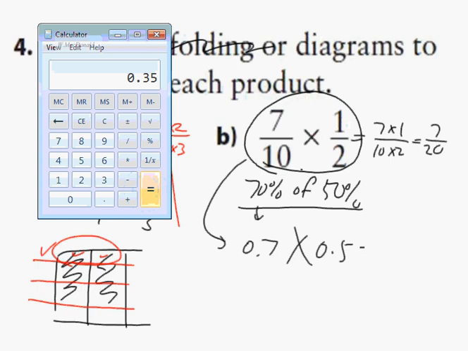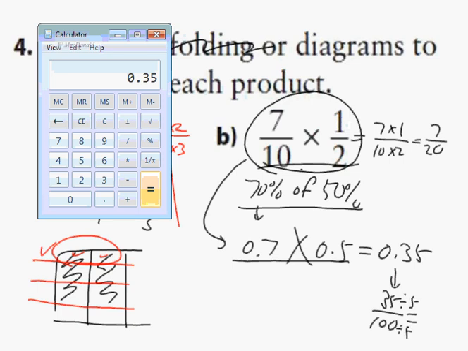So my answer would be 0.35. Since this question and this question are identical, I could then say, well, this as a fraction is 35 over 100. It's 35/100, and in lowest terms, because both are divisible by 5, my answer would be 7/20ths, which is what I got up here anyway.